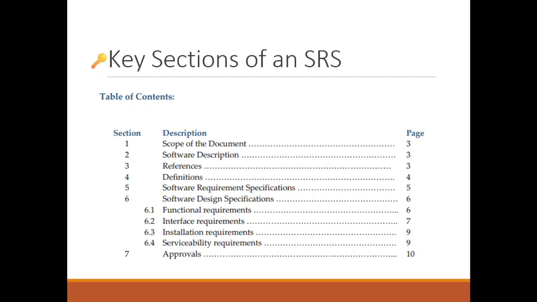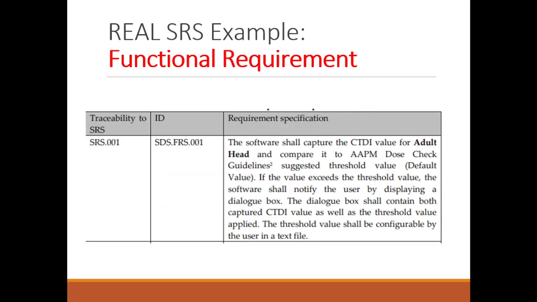Next, let's take a closer look at each of the requirements. Here is an example of the functional requirement. Notice how the requirements are written in a clear, testable, and traceable manner. We have its traceability to the main requirement, and this requirement ID will also be referenced in future documents, such as the risk management and the verification and validation plan.